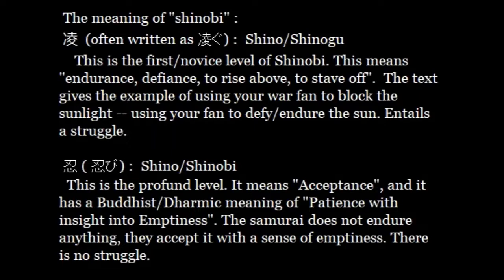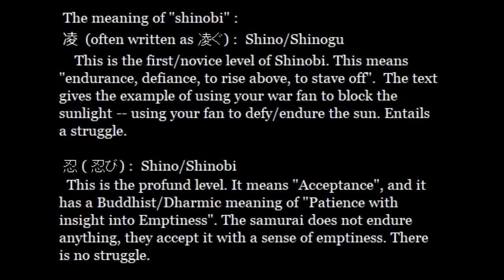like the worldly level and then the more profound level, right? So the first one, this is the novice level of shinobi, and this means endurance, defiance, to rise above, to stave off. The text gives us the example of using your war fan to block the sunlight. So basically it's saying the oppressive heat of the sun can be defied by holding the fan up. When you hold the fan up to the sunlight and you're putting that little bit of shadow over your face, you are staving off the sunlight. You're defying the sunlight. And this is the novice level definition of shinobi, utilizing this kanji.